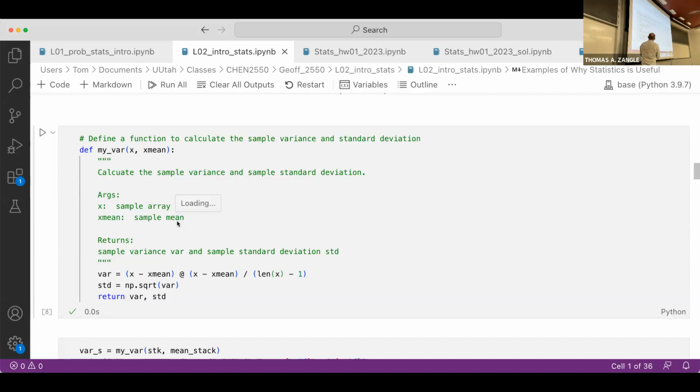And multiplication and sum of all the variables within that array. And then our standard deviation we return as the square root of that variance.